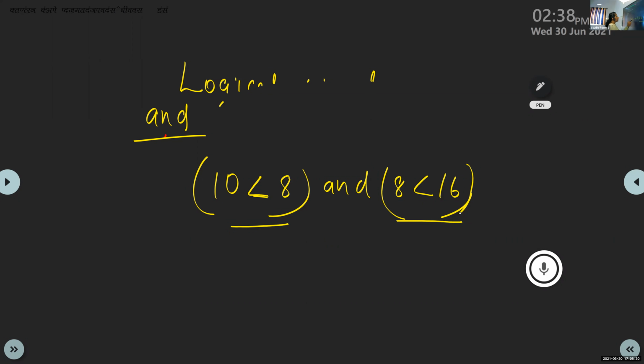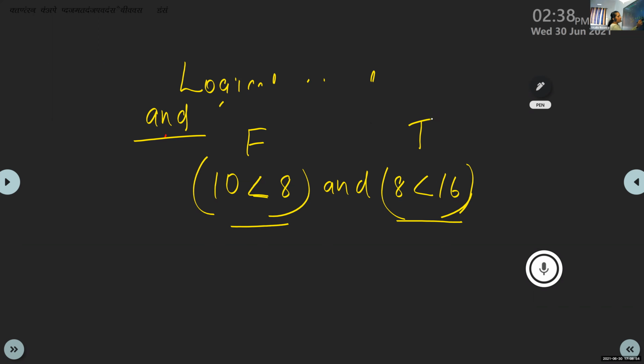What is the result of the first one? 10 less than 8. False. False, correct. Then what about this one? True. Correct. So the first statement, 10 less than 8, is a wrong statement. So the result is false.